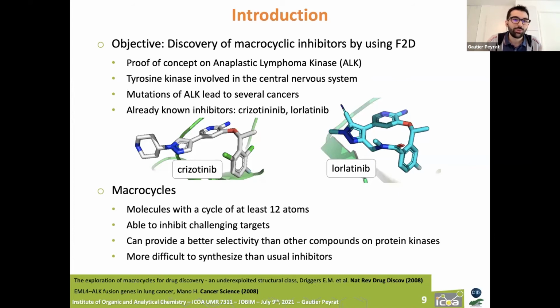Macrocycles are molecules with a cycle of at least 12 atoms. They are able to inhibit challenging targets, and they can provide better selectivity than other compounds on protein kinases. But they also have the drawback of being more difficult to synthesize than usual inhibitors. And with fragment-based drug design software, it is usually hard to find macrocycles.